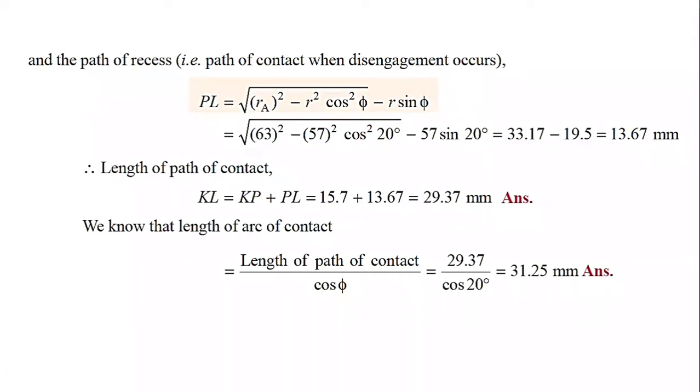Now arc of contact: length of arc of contact equal to length of path of contact divided by cos phi. 29.37 divided by cos 20 degree, and we will get the value of length of arc of contact. Arc of contact is 31.25 millimeter.